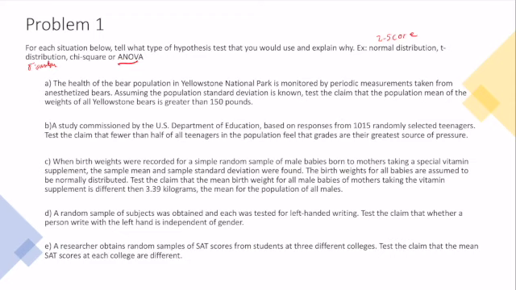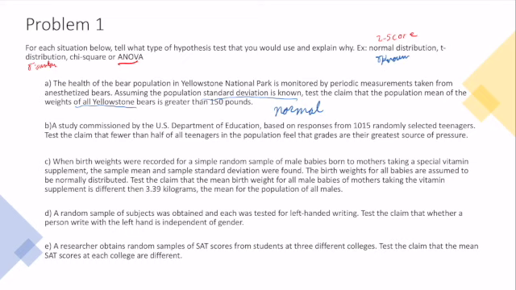So, for this first example, we're looking at the health of the bear population in Yellowstone National Park. And it's monitored by measurements taken from anesthetized bears. So assuming the population standard deviation is known, that is a key piece of information. We're going to test the claim that the population mean of all Yellowstone bears is greater than 150 pounds. So, because we know our standard deviation, that's when we're going to use a normal distribution, so our sigma is known. So we're going to use a normal distribution.